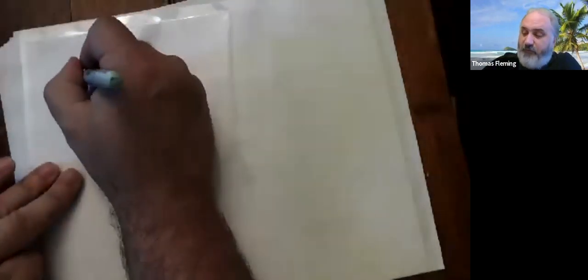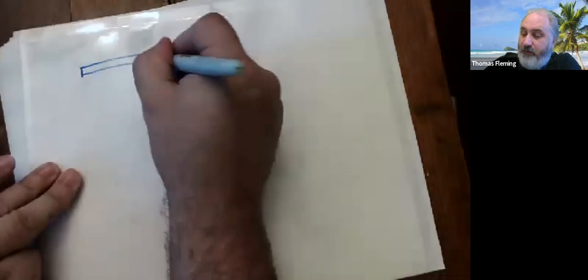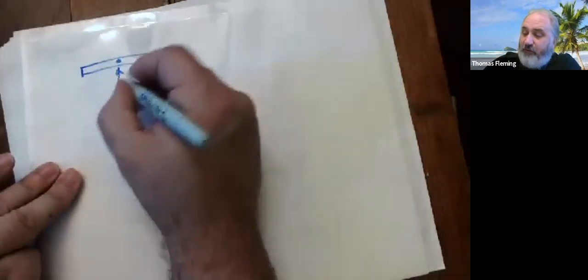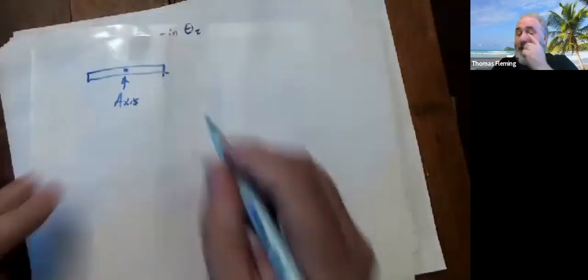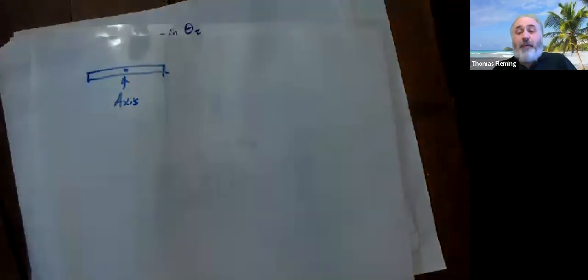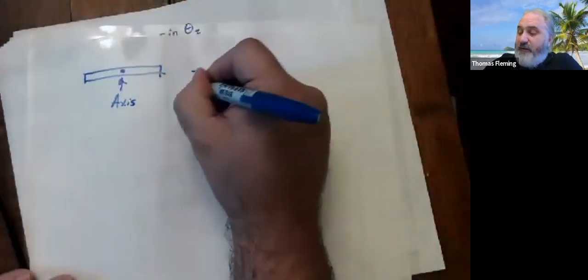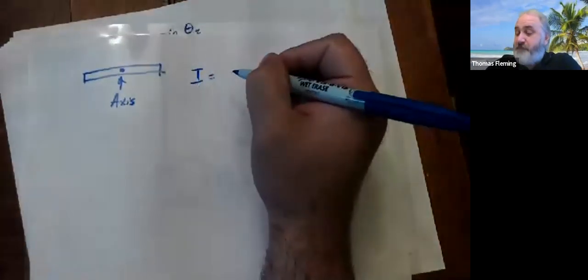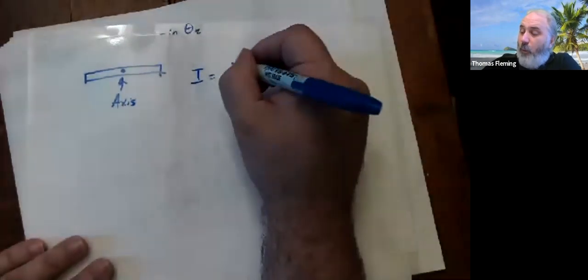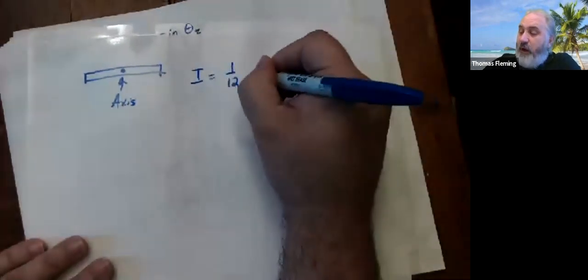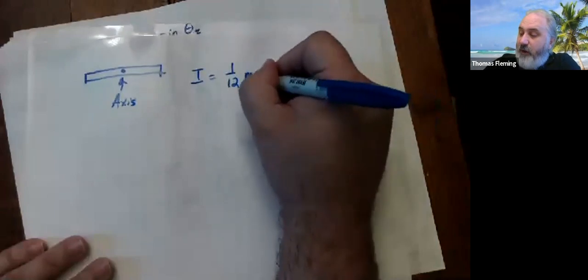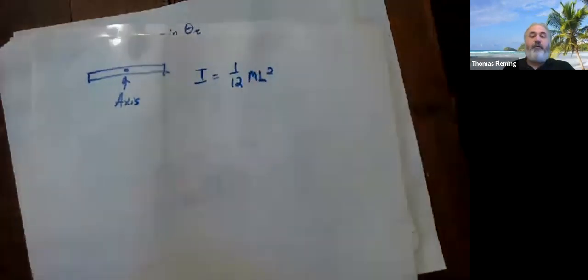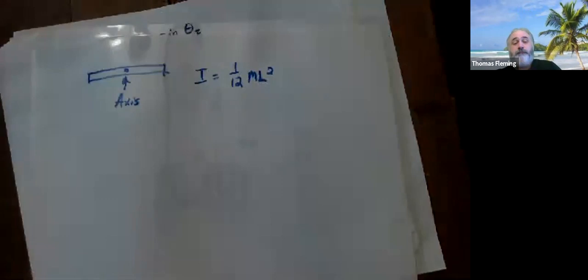Turns out, if I did this calculus problem and I spun it around a point in the center, this is my long, thin stick rotating around an axis here in the center, and I do the calculus problem to figure out what the rotational inertia is of this stick, what I find is that I get an expression of 1/12 times the mass of the stick times the length of the stick squared. Neat.